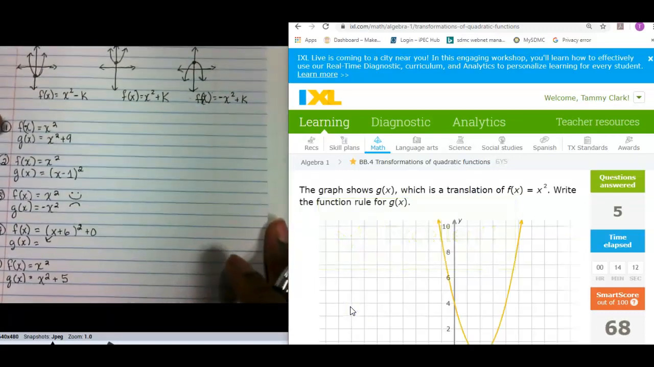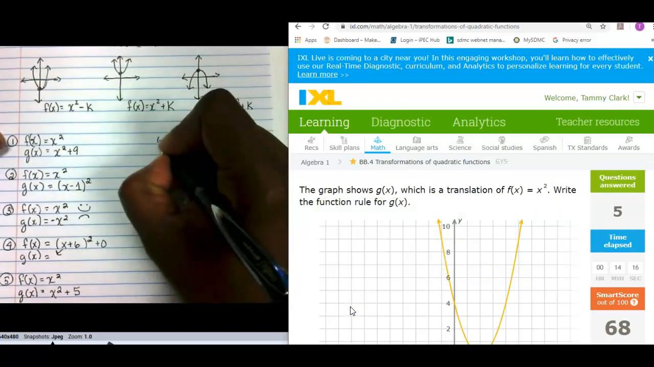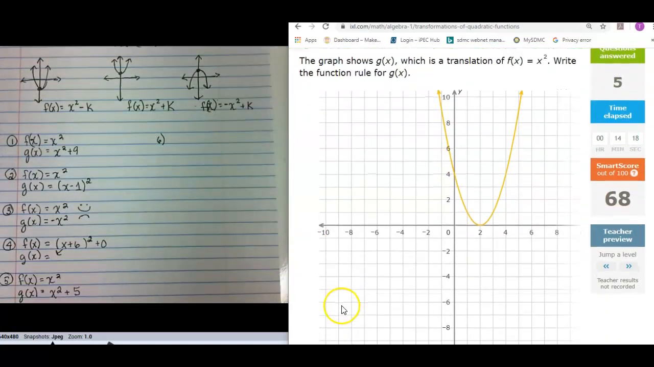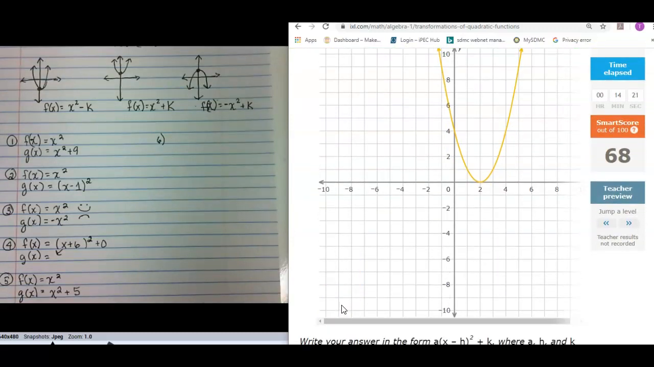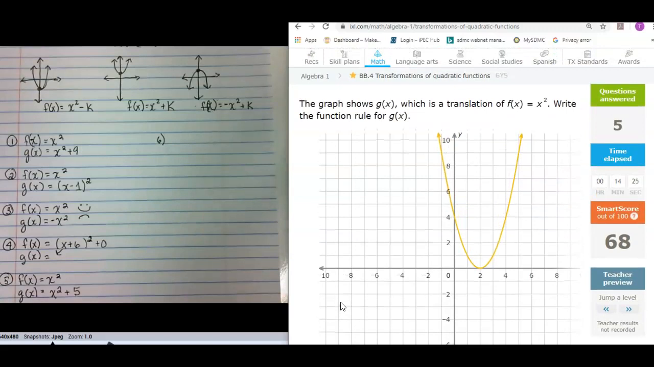All right, so let's look at our next one. Now this time, oh my goodness, they gave us a graph. But remember, it doesn't change. Nothing changes about this. We're just going to look at the graph, and instead of looking at it in words, we're going to have a pictorial representation.